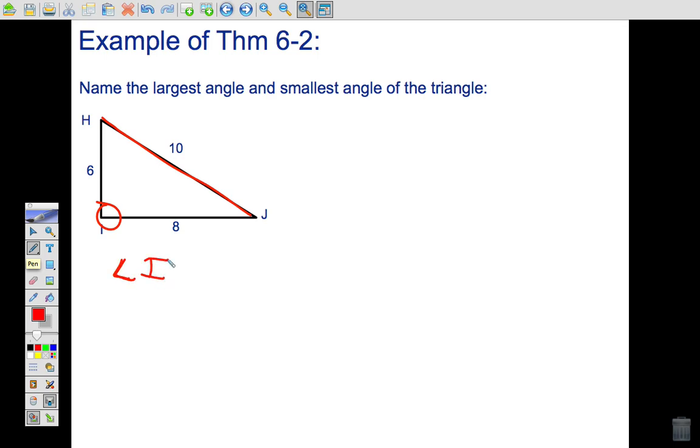Now, I could also put these angles in order from largest to smallest. Now, what's the smallest angle? Well, the smallest angle is opposite the shorter side. What's the shortest side? Right here, right? So what angle is opposite that side? Well, it's angle J. So angle J is the smallest angle, and then angle H would be in between them. So using theorem 6.2, I've been able to put these angles in order from largest to smallest. And they just wanted us to name the largest angle and the smallest angle, but we went a little bit beyond that.